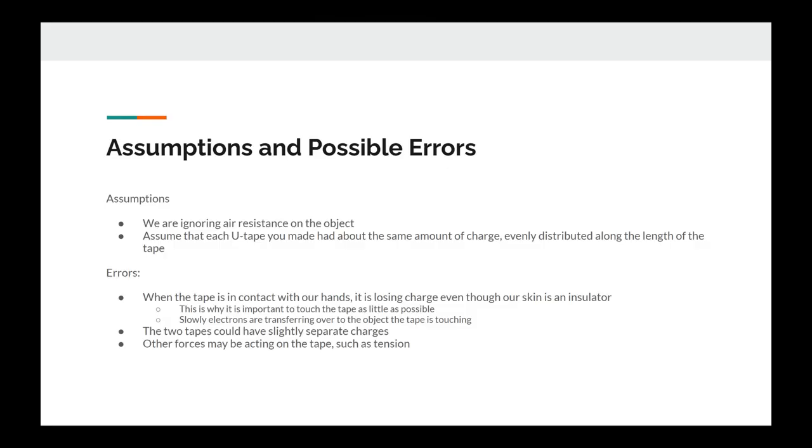A possible source of error is that when the tape is in contact with our hands, it is losing charge as time goes on, even though the skin is an insulator. This is why it's important to touch the tape as little as possible, because slowly electrons are transferring over to the object the tape is touching. The two tapes could have slightly different charges, given we charged them at separate times, and other forces may be acting on the tape, such as tension.